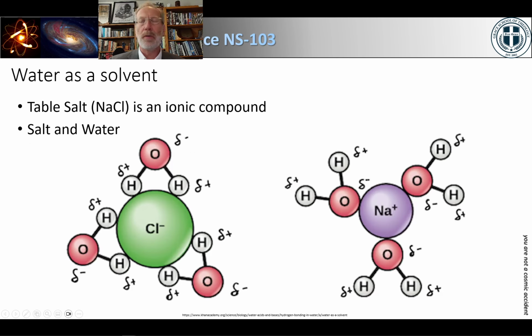And as we saw when we talked about water as a solvent, the bipolar nature of water acts as a solvent and breaks up the NaCl ions into their separate parts. It also does the same thing with the MgSO4 that we talked about. And so that's how we get salty water.